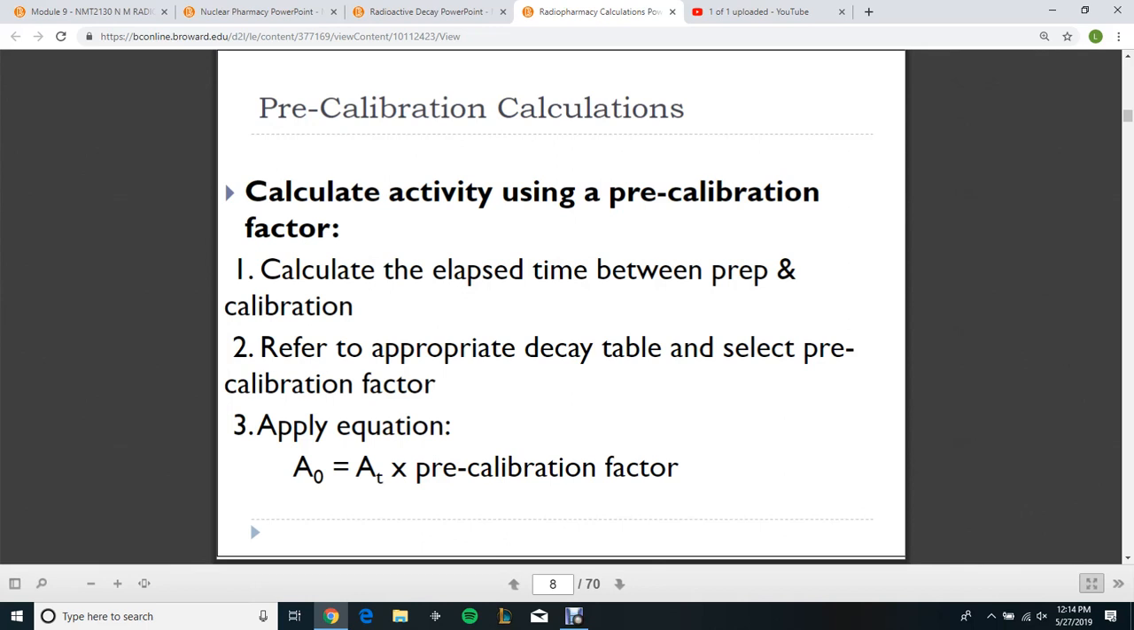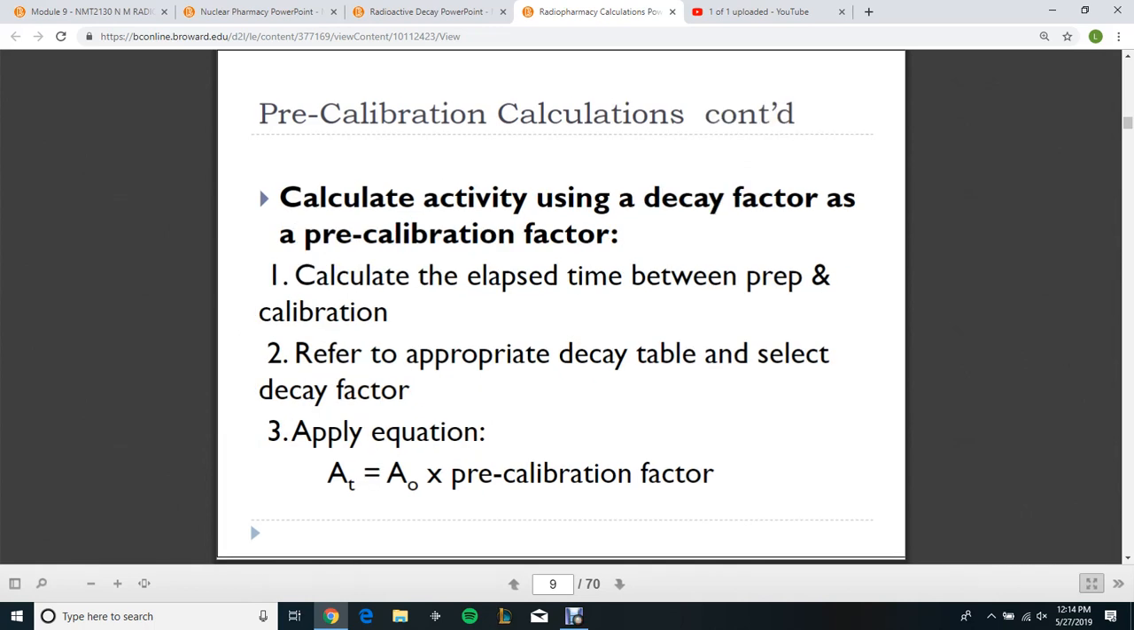Pre-calibration calculations. Calculate activity using a pre-calibration factor. Calculate the elapsed time between the prep and the calibration. Refer to the appropriate decay table and select the pre-calibration factor. Apply the equation: activity of the original is equal to the activity at time t times the pre-calibration factor.